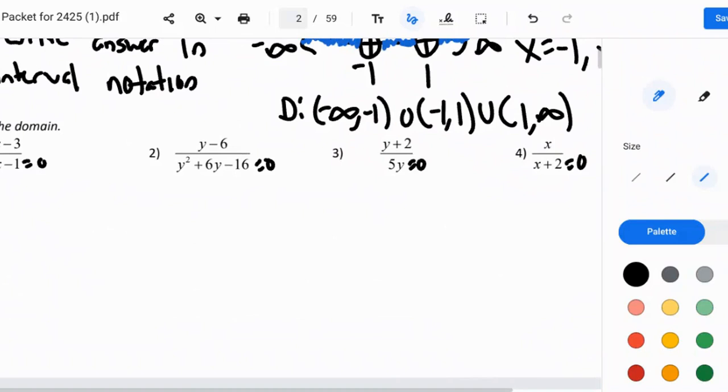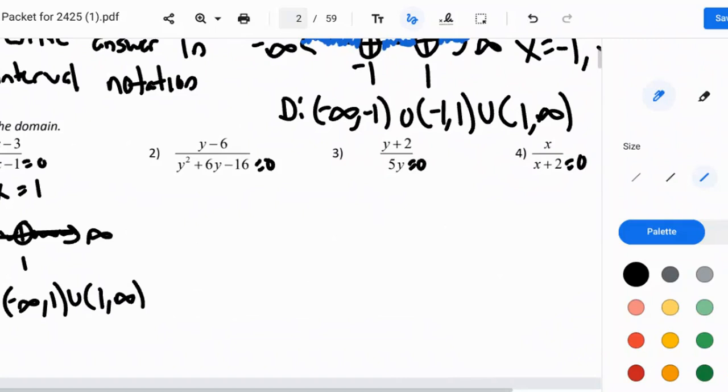And if we solve, we get x is equal to 1. So that means that my domain, if I put this down on a number line, I have an open circle here. I have shading to the left and right. So that means my domain would go from negative infinity to 1, and then 1 to infinity, because there's only one number there. So that's my answer for that one.